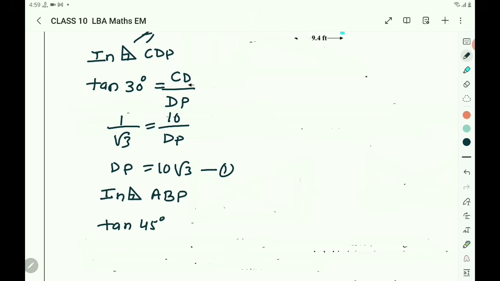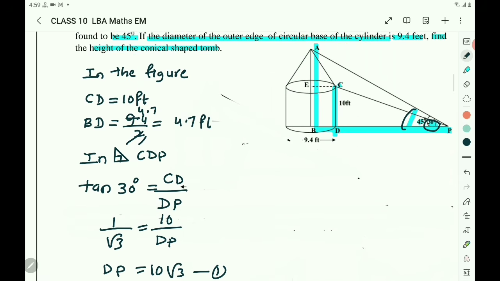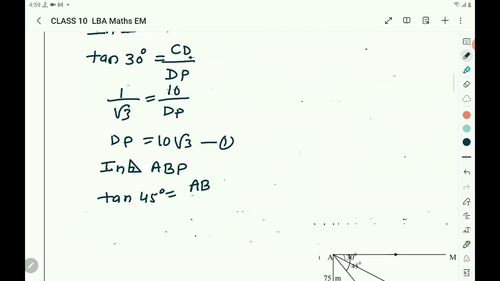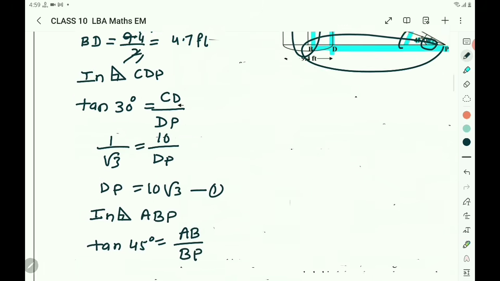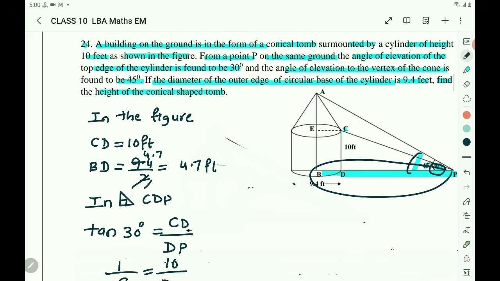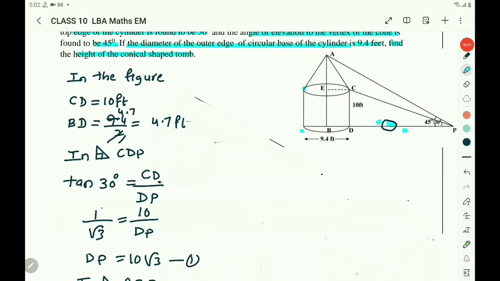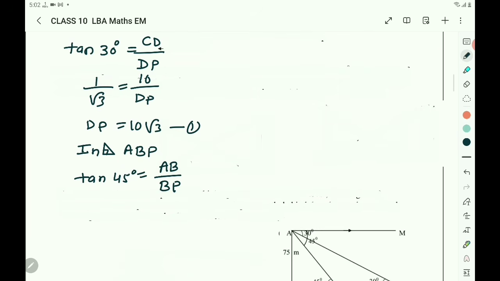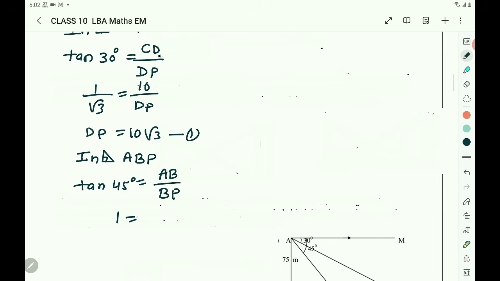Tan 45 degree is equal to opposite side AB by adjacent side BD, BP. AB by BP. Opposite side AB by adjacent side BP. Then you write tan 45. Tan 45 is 1. 1 equals AB.